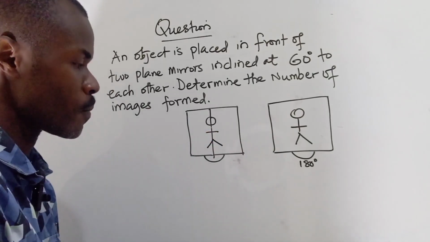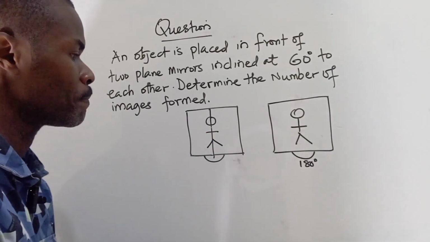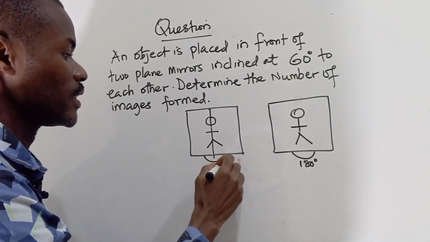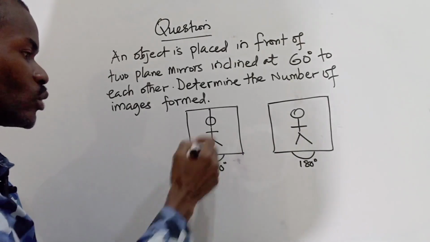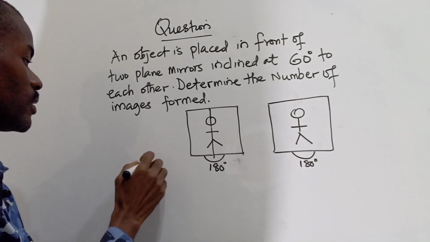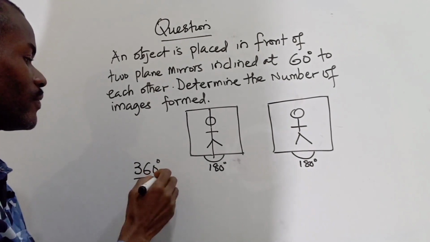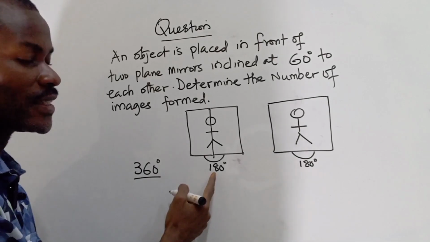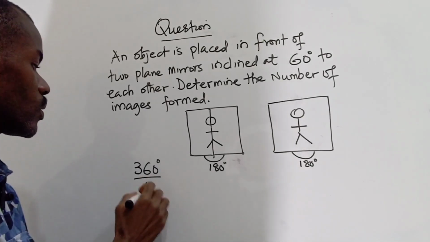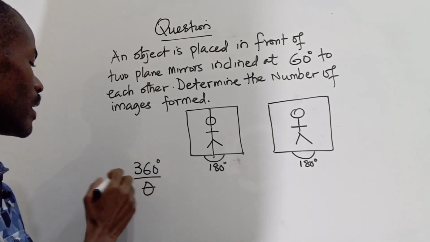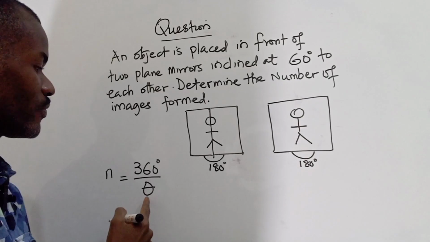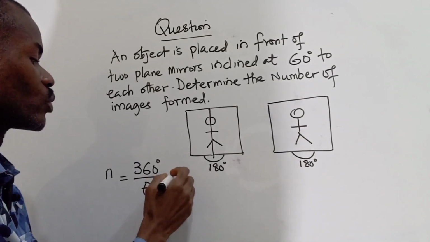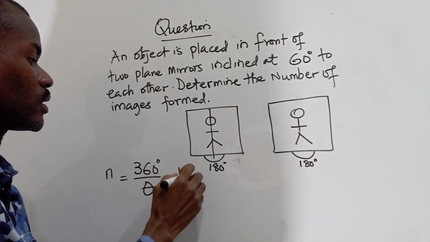But the idea is this. Since this is 180 degrees, the total is 360 degrees. This angle we usually call theta. So the number of images you're seeing is 360 divided by theta, minus one image.